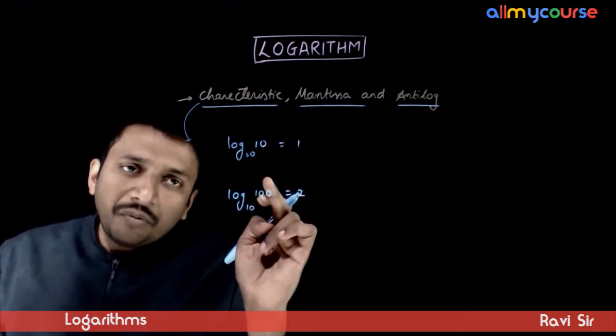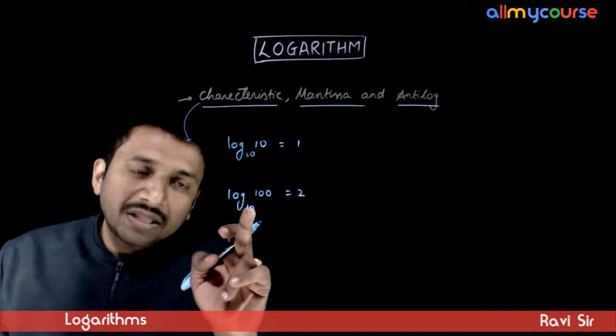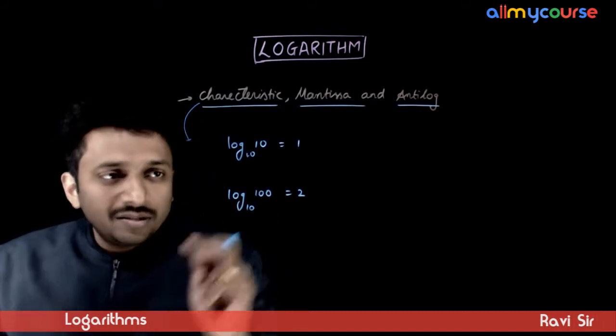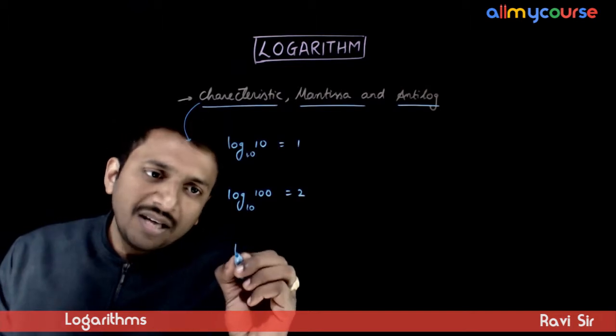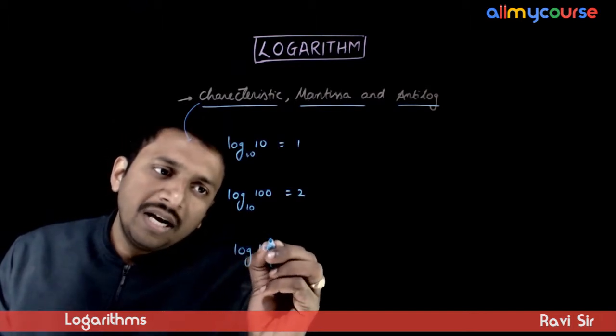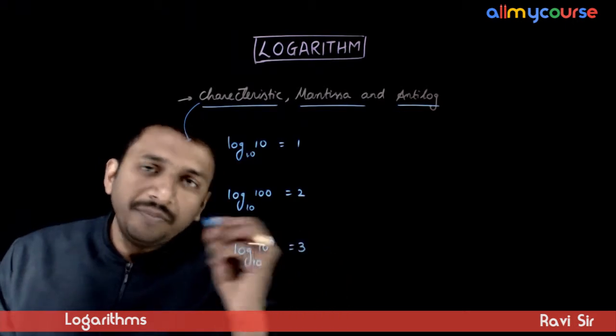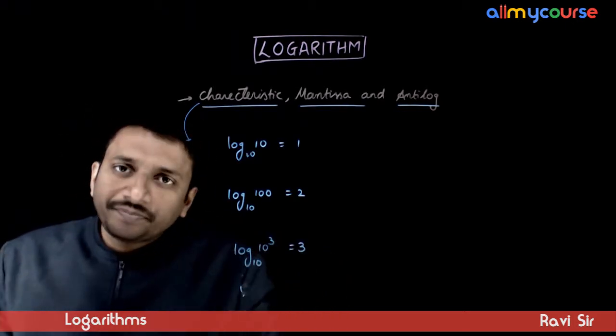So if you want log 100 to the base 10, you need to ask what the power of 10 is that brings you 100. So 10 square is 100, and log 10 cube to the base 10, that is log 1000 to the base 10, is equal to 3, and so on.